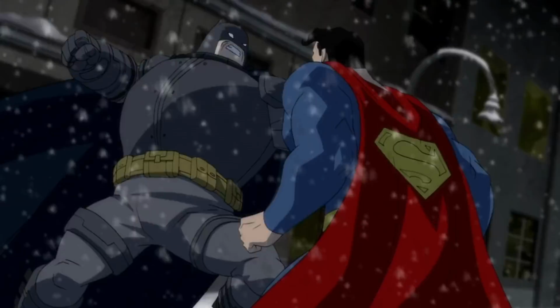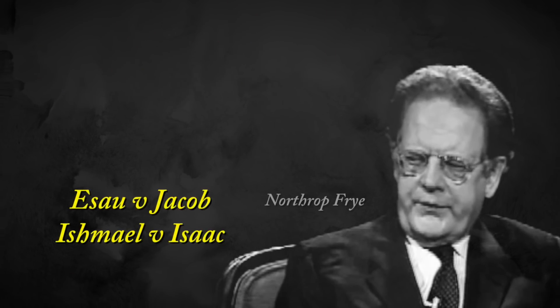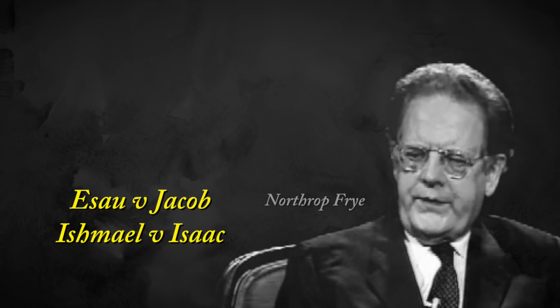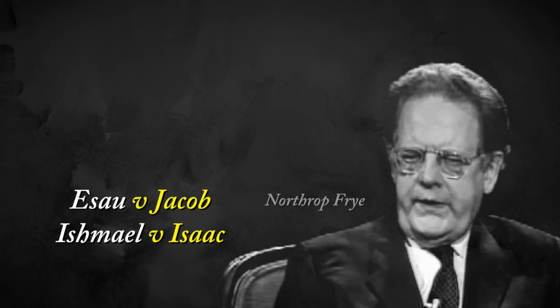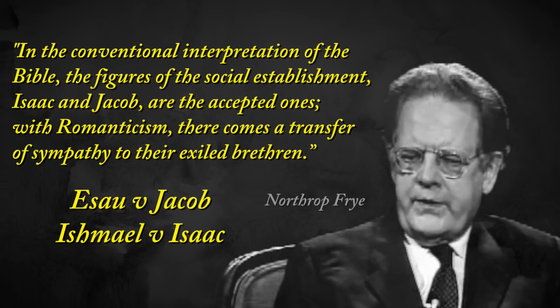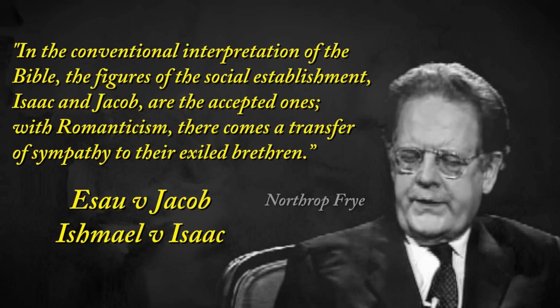This next part isn't absolutely necessary for a Byronic hero, but Northrop Frye notes that stories with this character will often feature some variant of the struggle of brothers theme. In the Bible, you've got pairs of brothers that are in conflict with one another, where one represents the established order and the other represents the force of nature and change. But in the conventional interpretation of the Bible, the figures of the social establishment, Isaac and Jacob, are the accepted ones. With Romanticism, there comes a transfer of sympathy to their exiled brethren.